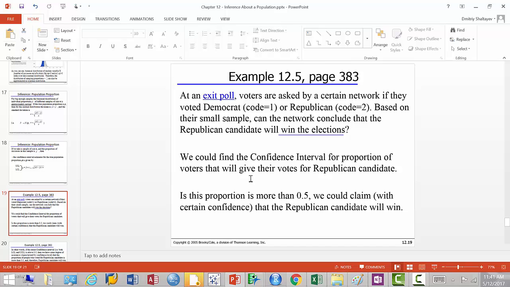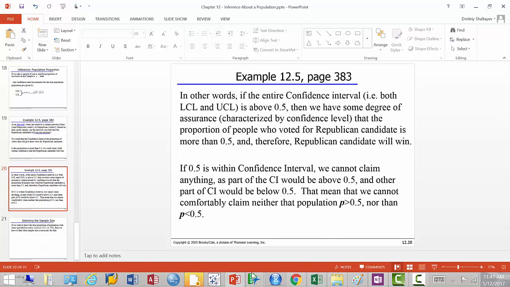The difference is whether it's above 0.5 or below 0.5, right? If it's above 0.5, he's winning the state. Below 0.5, he's losing the state. Okay, so if the proportion is more than 0.5, we could say that yes, the Republican seems to be winning and the Democrat seems to be losing. All right, so let's analyze our data, okay? And again, we're going to construct both lower and upper confidence limits.